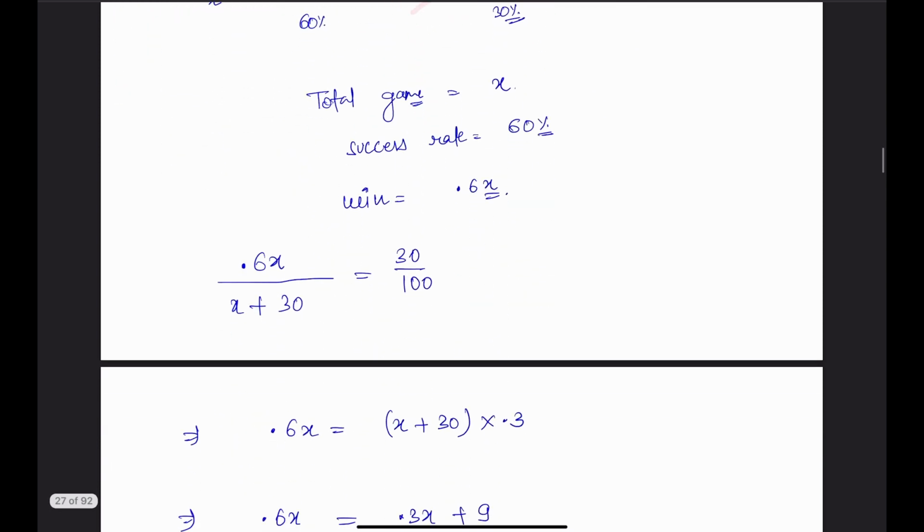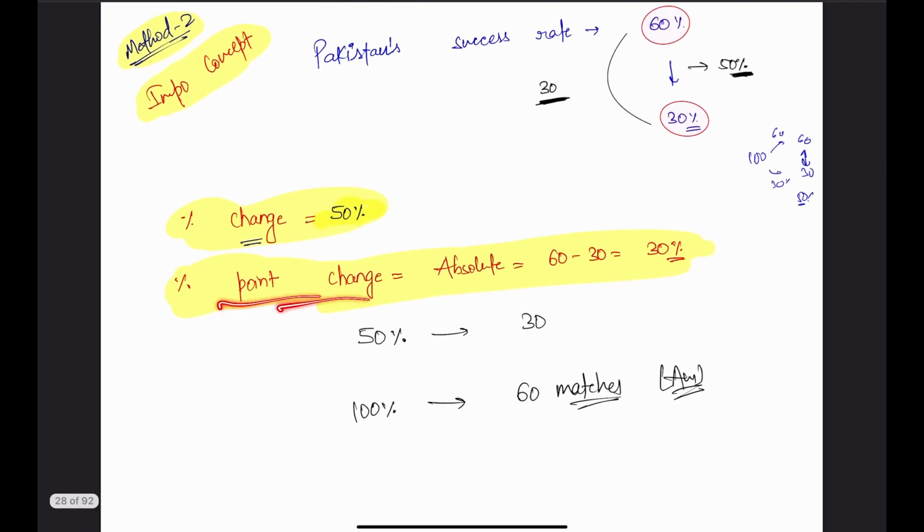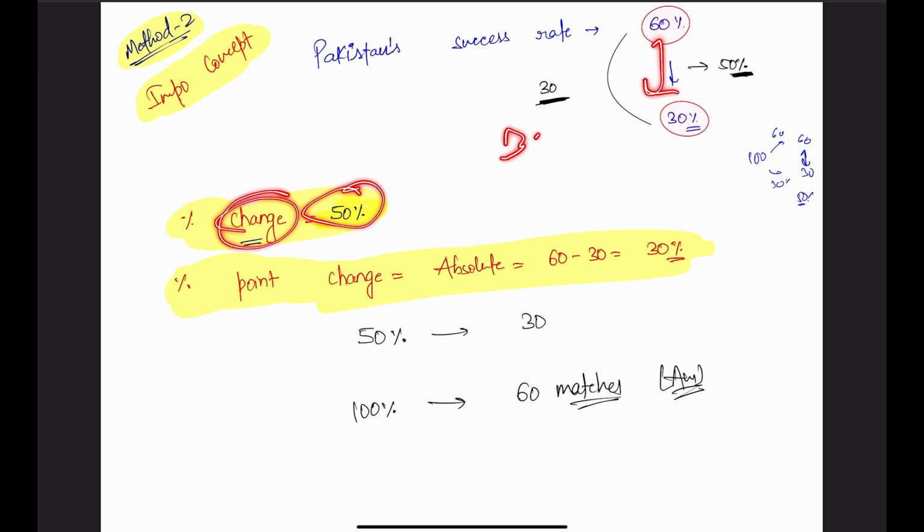Match. Okay, the match, yeah, it's fine. Pakistani. Okay, yeah, this is one of the important things, method 2, which is very important. So Pakistan's success rate is decreased by 50% from 60 to 30. So this decrease of 50% is due to how many matches? If this decreases, absolute two changes are there. So how much is the change? 60 to 30. So the change is 30.